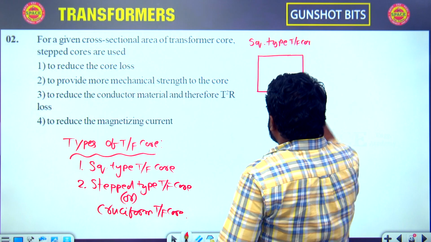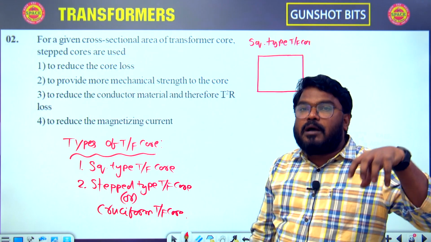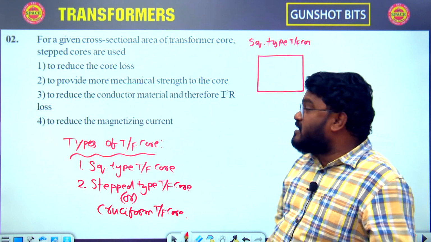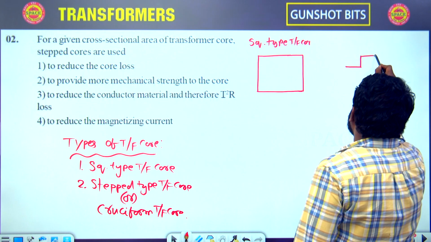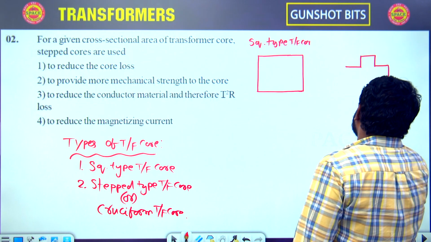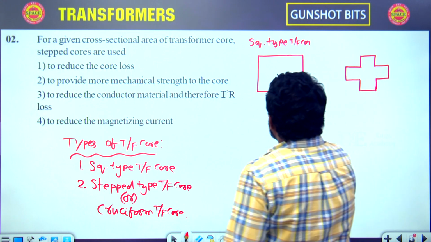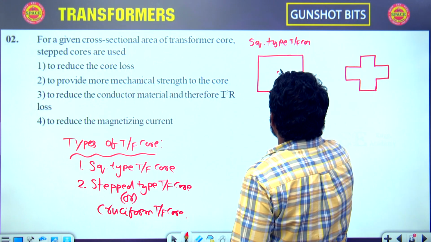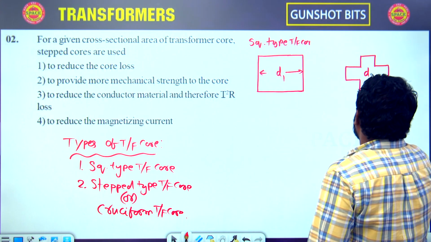In this case, by seeing the top view, it seems that the limb and yoke of the transformer are designed like a square. And the next one is the stepped type transformer. These are designed in a stepped manner. Assume this one is D1, the diameter, and this is D2, the diameter.